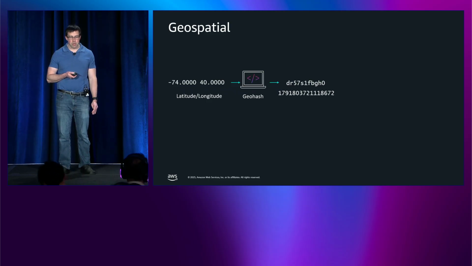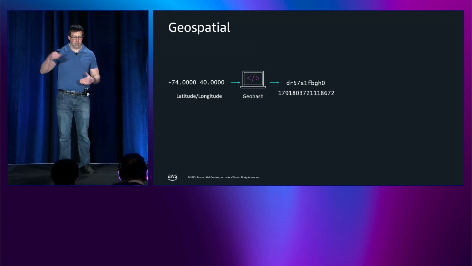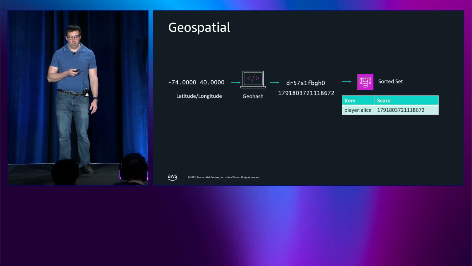The properties of the integer are interesting in that the closer these numbers are, the closer they are in location to each other, because of the way that it interleaves the latitude and longitude. And this has the nice property that you can use it as a score. Things that are numerically close to each other are close to each other in latitude and longitude. And so this score is then fed into another data structure within Valkey called a sorted set.